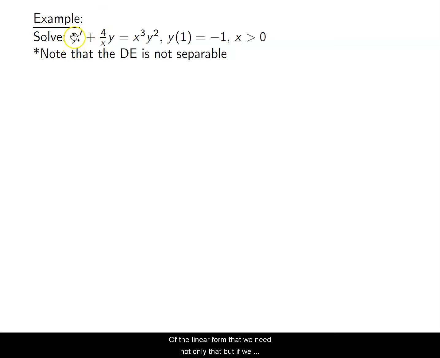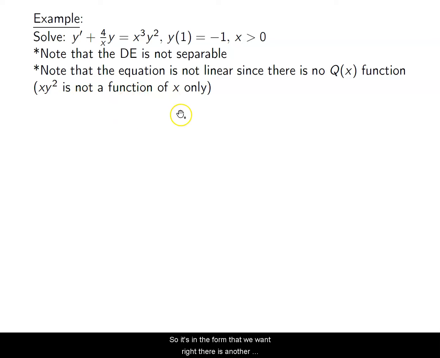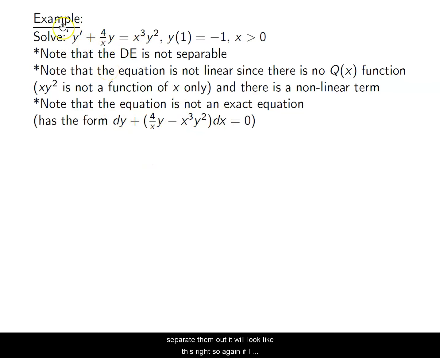Not only that, but if we did try to write this as dy dx and then multiply by dx everywhere, there's pretty much no way that we're going to separate these things. It's also not linear because we have a non-linear term. And it's also not an exact equation because even if we did separate them out, it would look like this. If I wrote this as dy dx and multiplied everything by dx, there's no way that this is the first partial of the same function in terms of x. So we need to try a substitution.